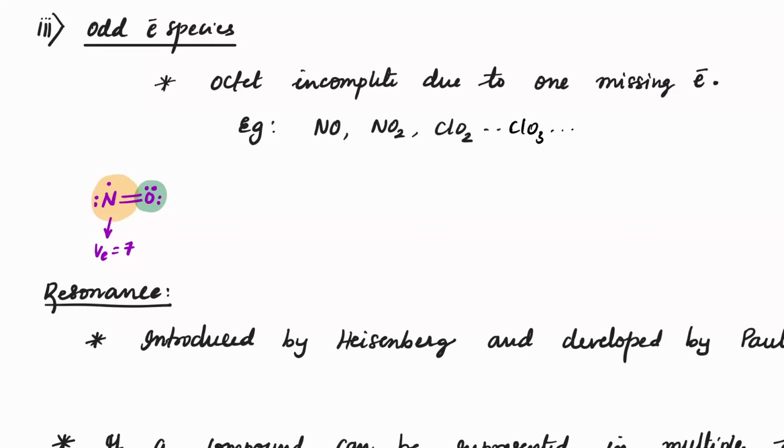So now you cannot correct it as well. That means if you are expecting that we can do some correction in it, no, because it has only odd electrons, so we can't make an actual bond. Okay. Same goes with NO2 also.